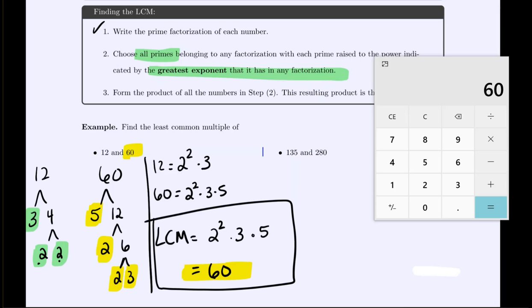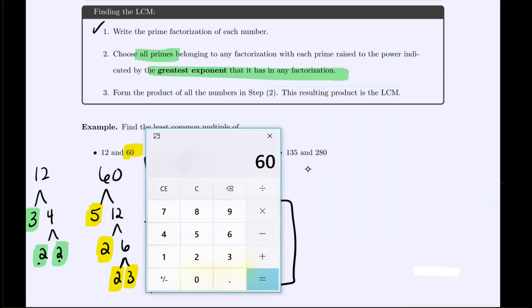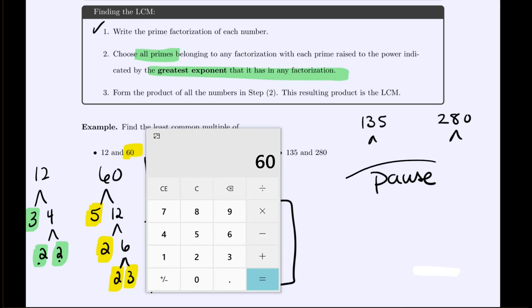So let's turn our attention to our next example to find the least common multiple of 135 and 280. Again, we would set to the task of finding the prime factorizations of each of these. While you take a moment to pause the video, find the prime factorizations, and attempt the problem that we just did on your own, following steps 1, 2, 3. Unpause to check your work.